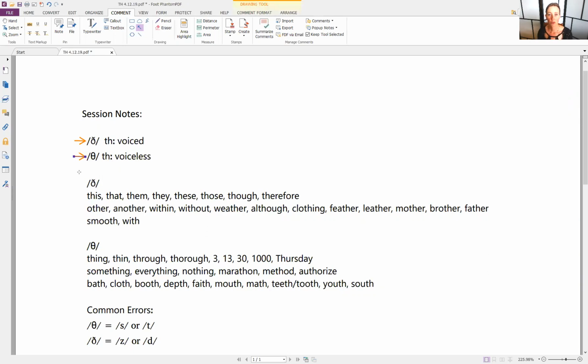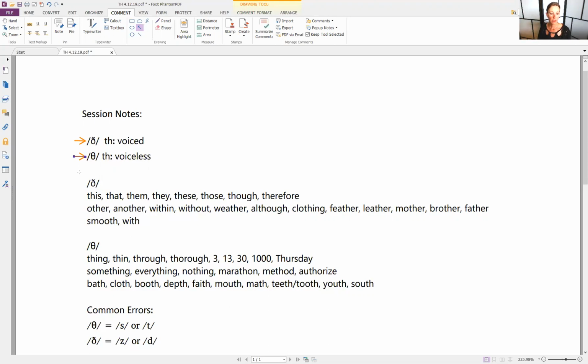So again, you can see my general placement here. Placement for TH is the tip of the tongue between the teeth. It's the only sound in English where we're actually getting our tongue out beyond the teeth. The other element of TH that you need to get correct is airflow. The air is continuously flowing out for this sound.